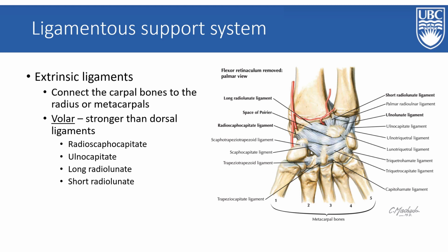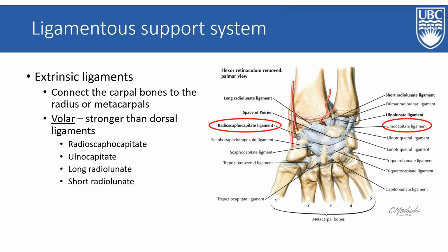On the volar aspect, the radioscaphocapitate ligament initiates at the radius and attaches to the scaphoid and capitate body. It forms a fulcrum around which the scaphoid rotates, helping to stabilize the proximal pole. The ulnocapitate ligament connects the ulna and the capitate.